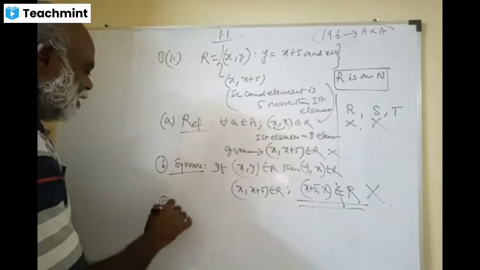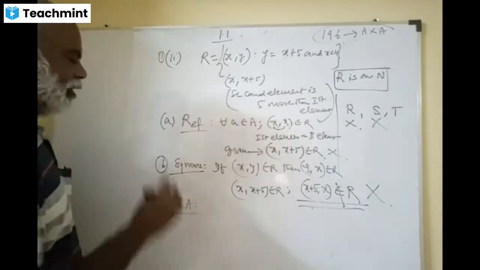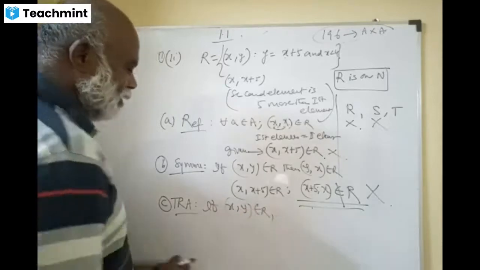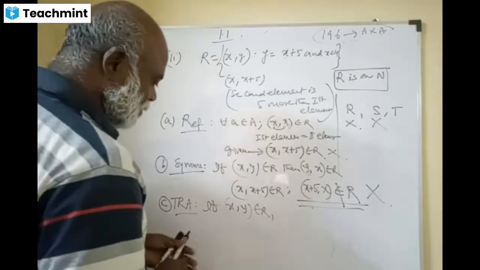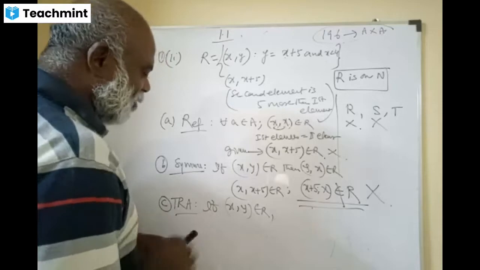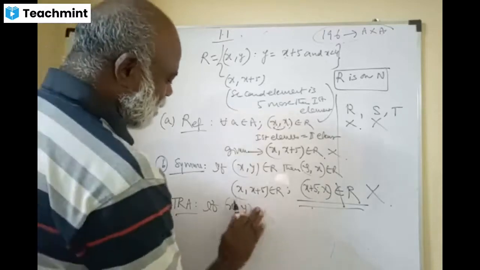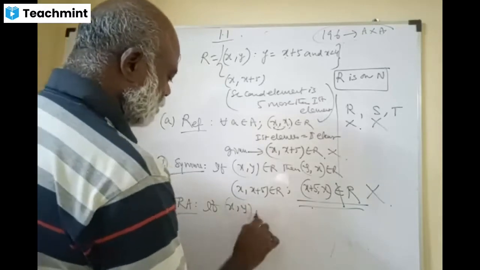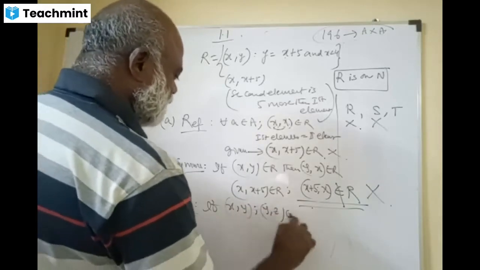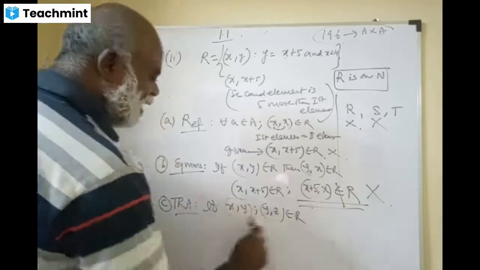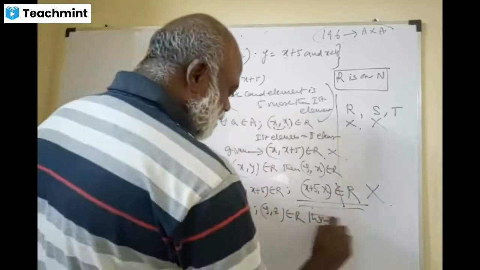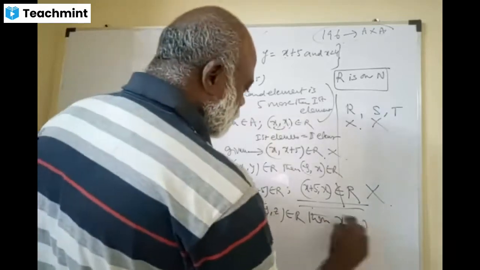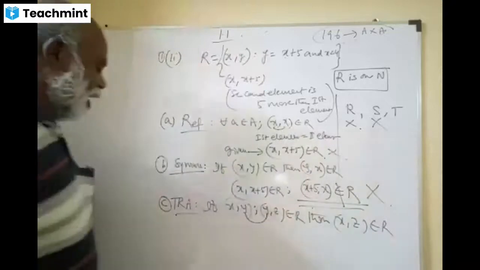Third, transitive. If x comma y belongs to R, not only x comma y, but both x comma y and y comma z belong to R. This is given, you can take it for granted. Then this one we prove: you get x comma z belongs to R. This is what transitive demands. Okay.